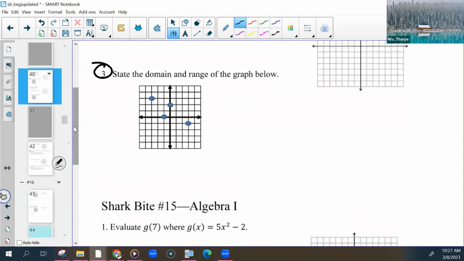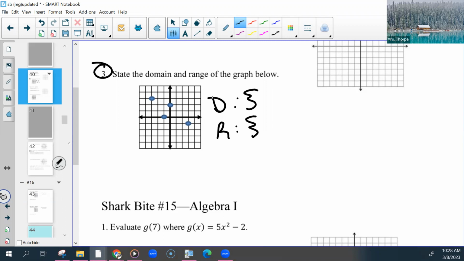So for 3, we're saying domain and range, but this is not a continuous graph, it's a discrete graph. There are random points everywhere. So when you list out your domain and your range, you're gonna list a bunch of numbers, least to greatest, in curly brackets.